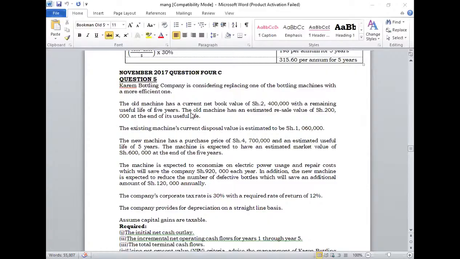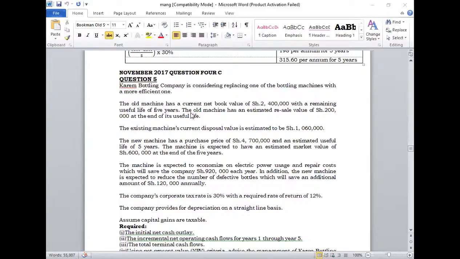The new machine has a purchase price of 4.7 million and an estimated useful life of 5 years. The machine is expected to have an estimated market value of shillings 600,000 at the end of the 5 years. It is expected to economize on electric power usage and repair cost, which will save the company shillings 920,000 each year. In addition, the new machine is expected to reduce the number of defective bottles, which will save an additional amount of shillings 120,000 annually.